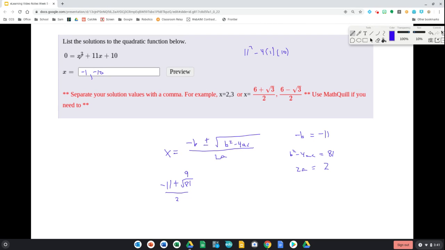If you replace the x with a negative 1, you get 0. If you replace x with a negative 10, you get 0. And so that's why those are the two solutions to that equation. So you're going to be doing problems like that on your cumulative review, as well as some other problems today.